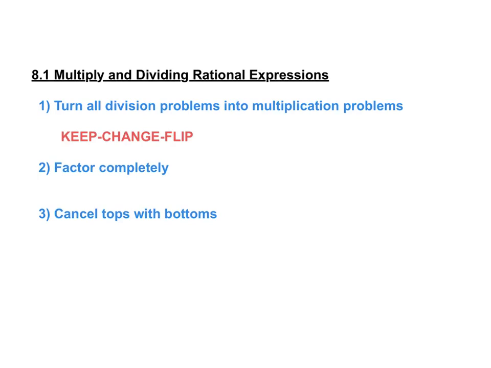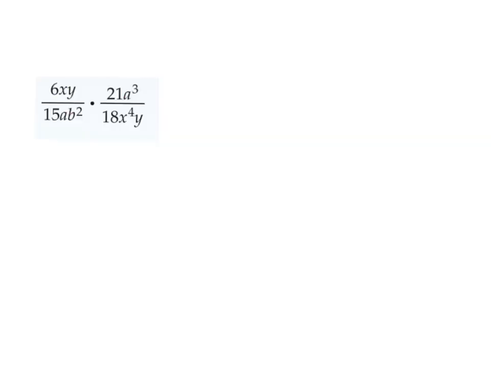Questions on any of that? So let's look at this first one. Multiplication problem already, so I don't have to worry about changing signs or anything. I have 4 loners, okay? 4 monomials. So I'm free to cancel tops with bottoms. No factoring needs to take place. So go ahead and work on that one. See what you come up with.